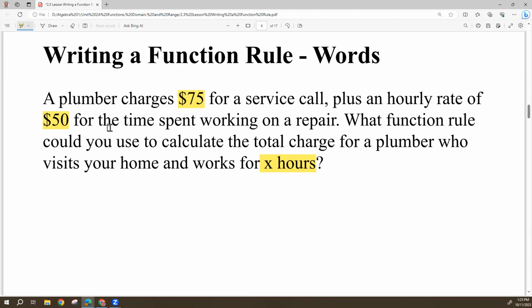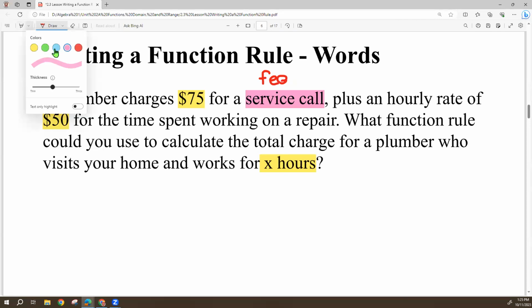They're charging $75 for a service call. The $75 for the service call is sort of like a fee, like we talked about when we were doing expressions. A fee is a value or a quantity, an amount that you pay no matter how many hours this person works.